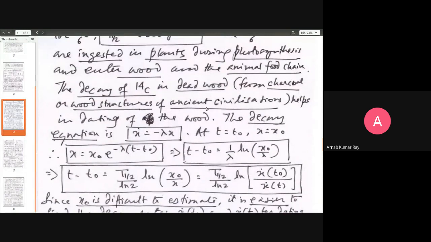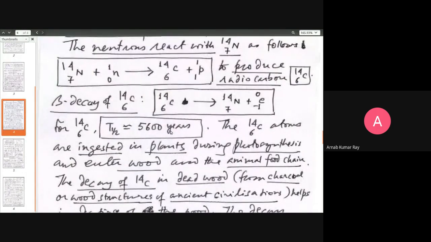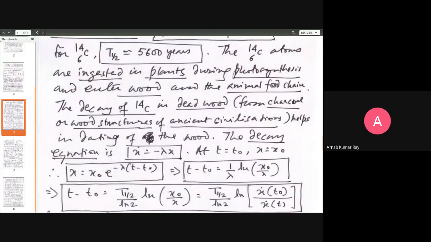Why? Because you use radiocarbon dating to find the age of civilizations, and civilizations will use wood, right, from charcoal or wood structures of ancient civilization. Charcoal as in the outcome of burning a fire, lighting a fire. So civilization has been there on record for something like 5,000 years. So it is fortunate for us that radiocarbon also has got a lifetime, half-life of a comparable order.